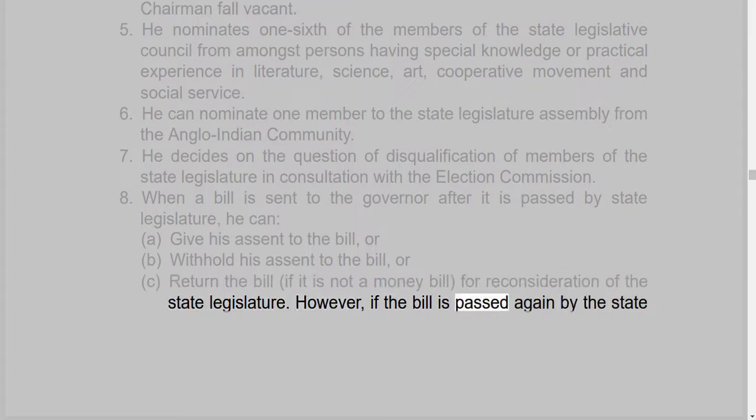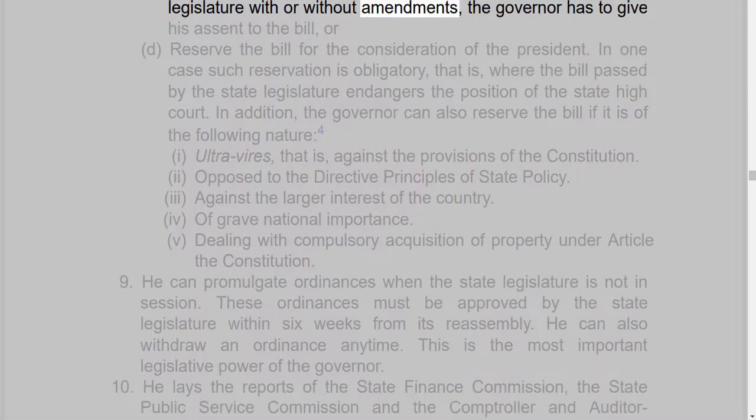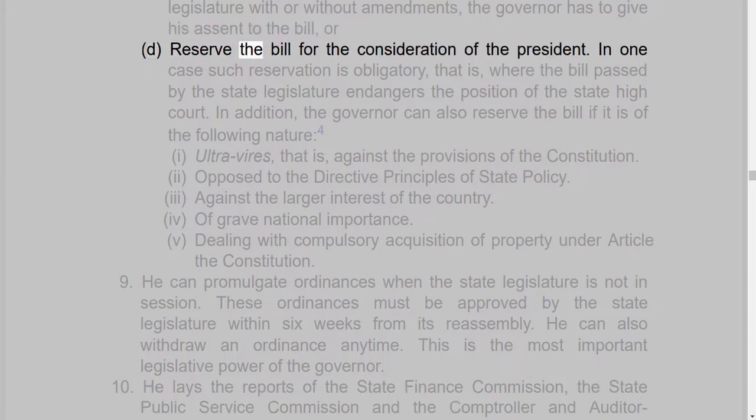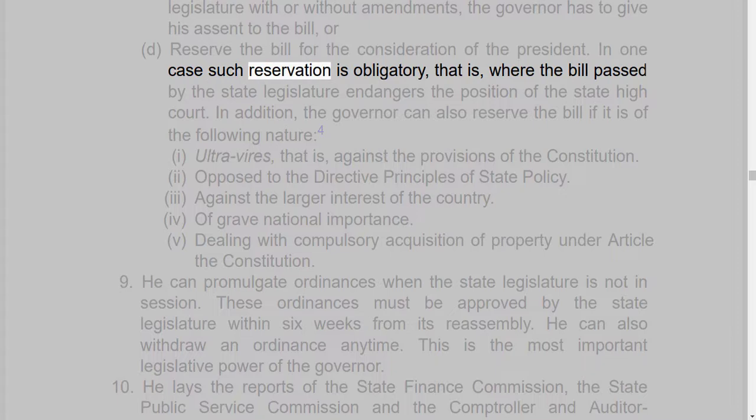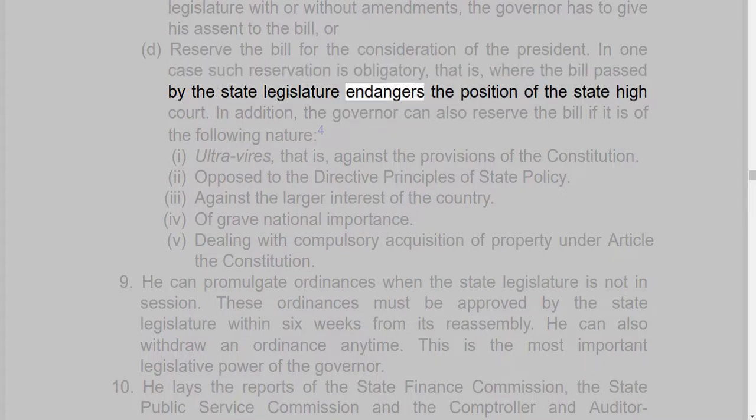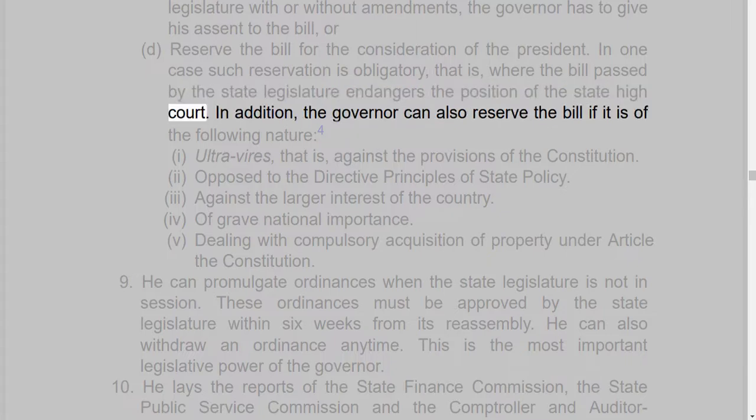However, if the bill is passed again by the state legislature with or without amendments, the governor has to give his assent to the bill, or D. reserve the bill for the consideration of the president. In one case such reservation is obligatory, that is, where the bill passed by the state legislature endangers the position of the state high court. In addition, the governor can also reserve the bill if it is of the following nature.